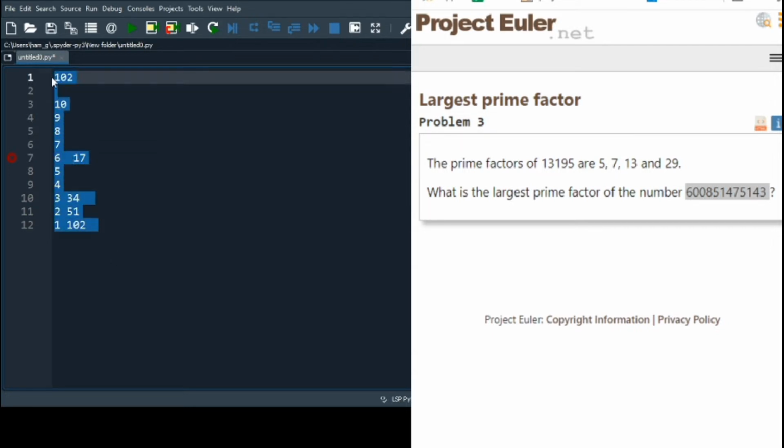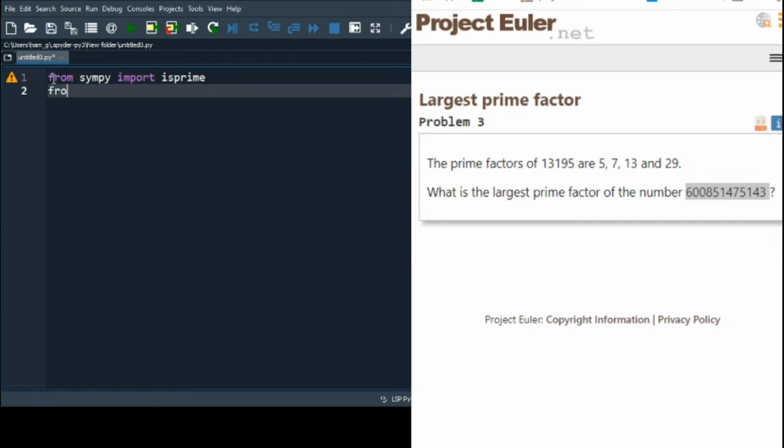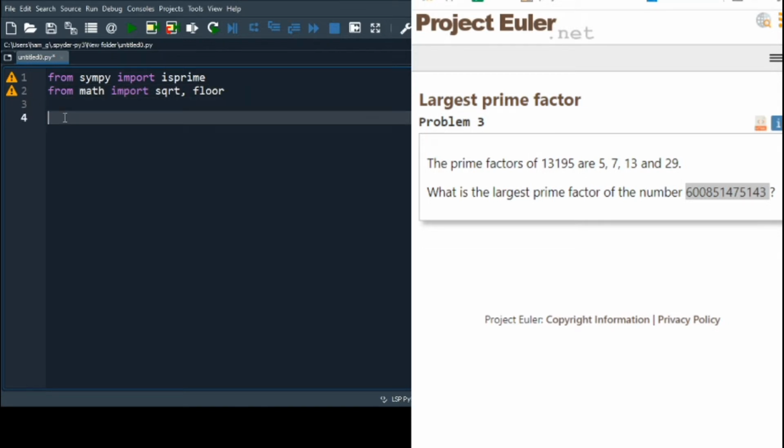So this will form the basis of the algorithm I am about to write. You can of course go on the internet and find a nice primality test, but since I've got SymPy installed, I'm just going to use that. From SymPy import isprime, and then from math we're going to need sqrt and floor, because when we take the square root of our big number, we want to round it down to the nearest integer.